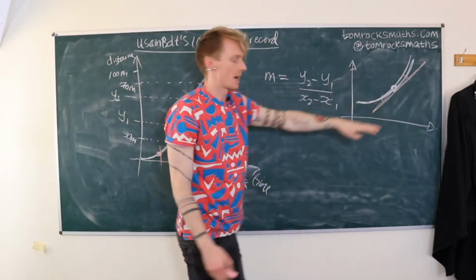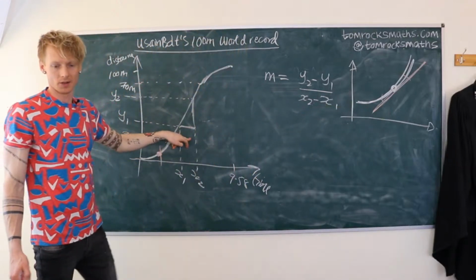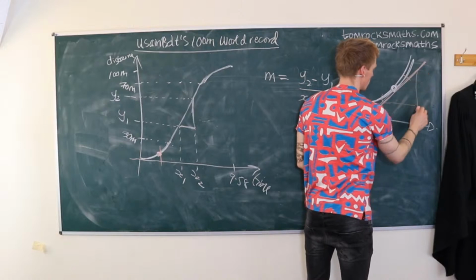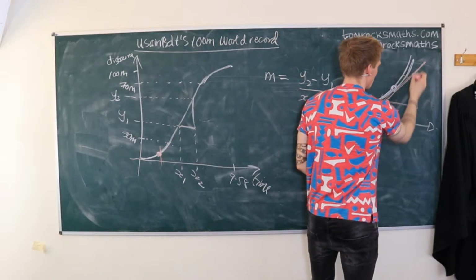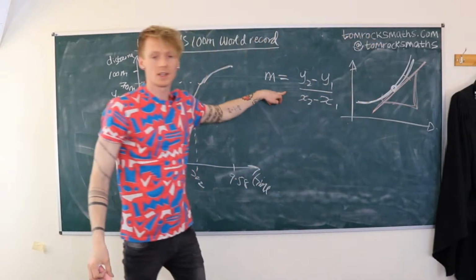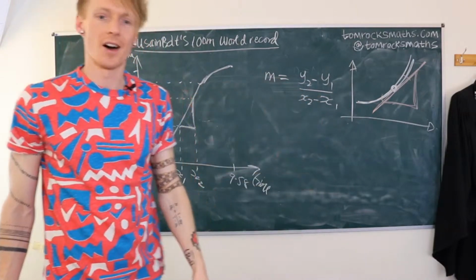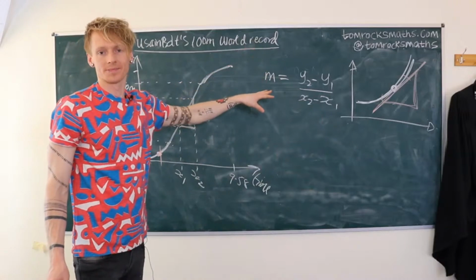Now you've got your straight line, and so you can go back and do your triangle method. So you would just then draw in your triangle like so, and then you can work out the gradient using this formula, right? And that gives you a very, very good estimate of the gradient at that particular point.